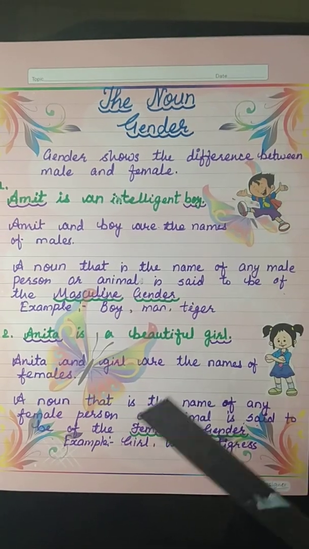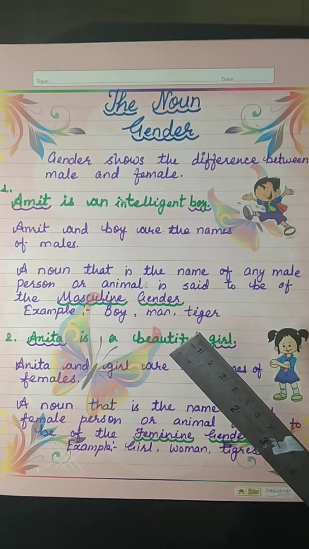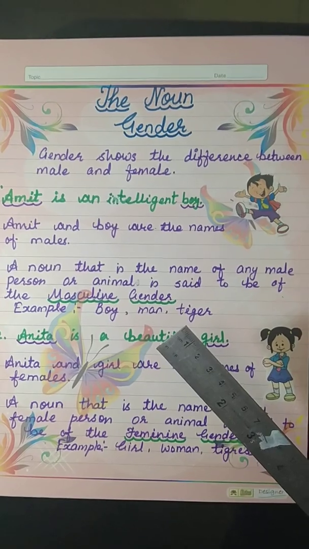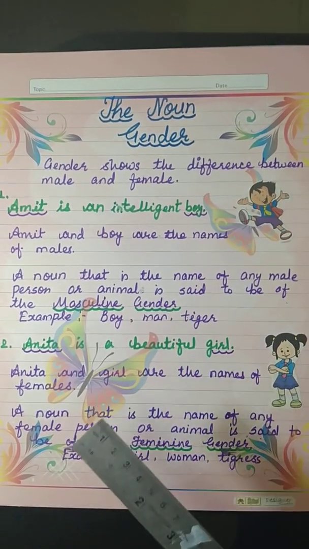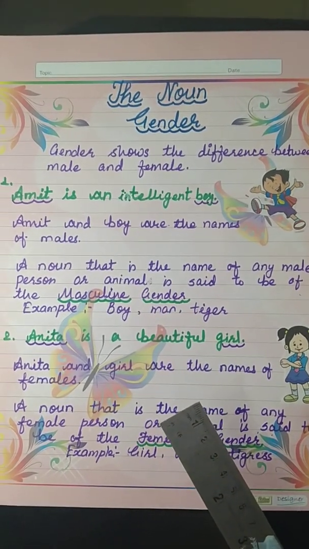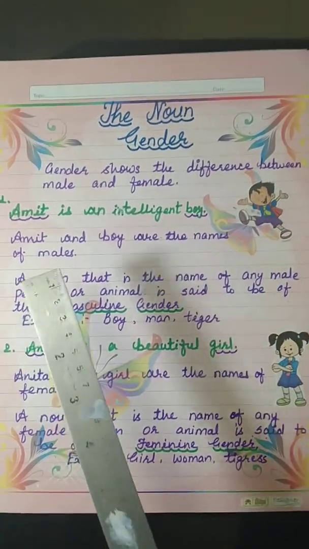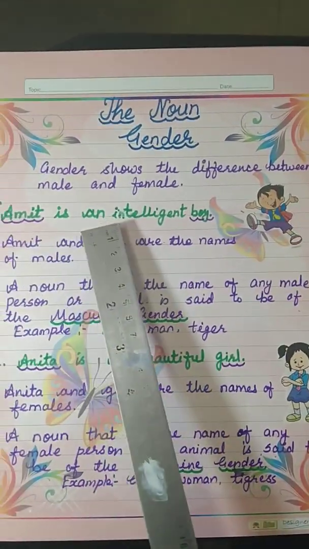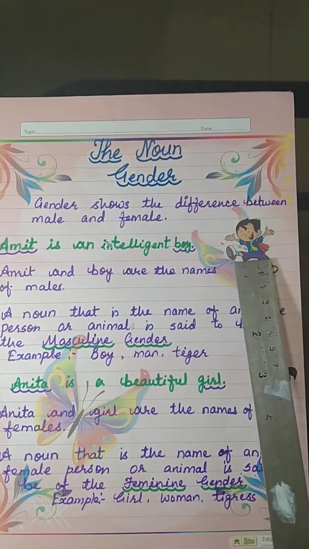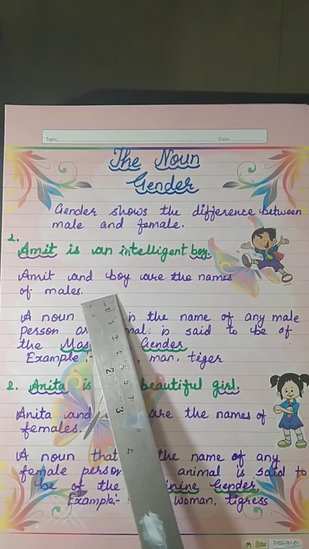And there are four categories of gender. First masculine, second feminine, third common, and fourth neuter gender. Now, with the help of examples, we can very well understand all the categories of gender. Okay. Now, here is the first example. Amit is an intelligent boy. You can see here Amit and boy are the names of males.